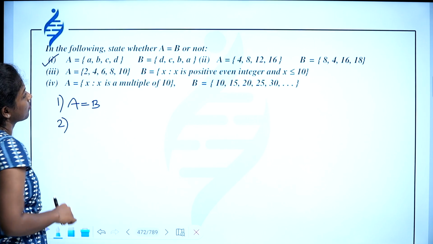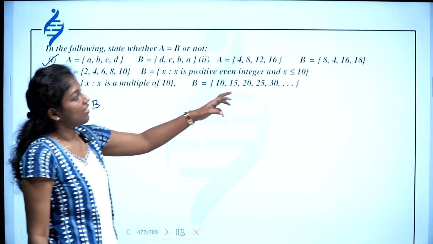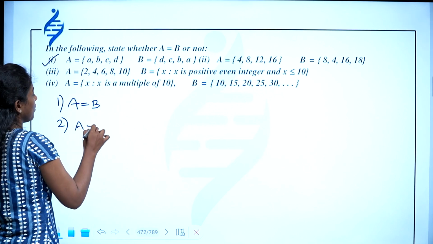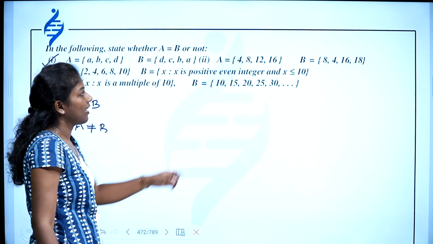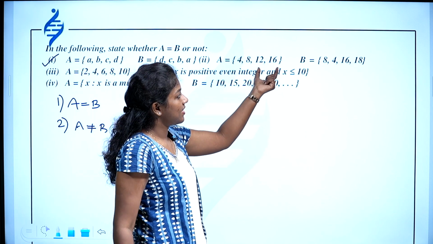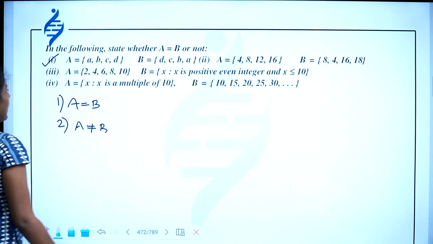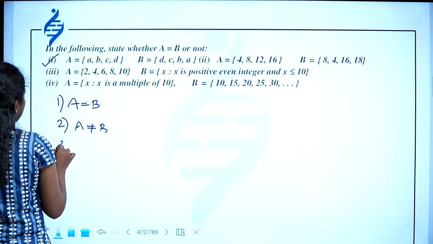Second one, 4, 8, 12, 16. A is not equal to B. Why A is not equal to B? Because in A, 4, 8, 12, 16 is there. Here 12 is not there. B does not have 12, and hence A is not equal to B.